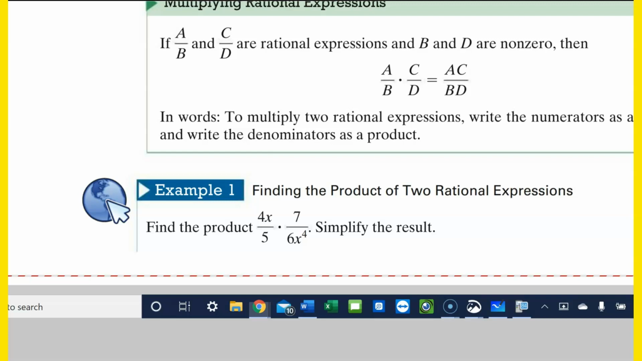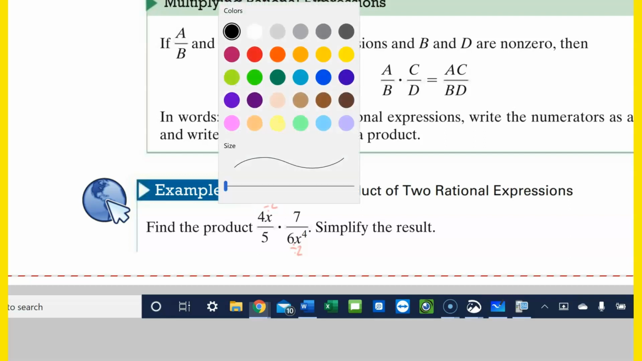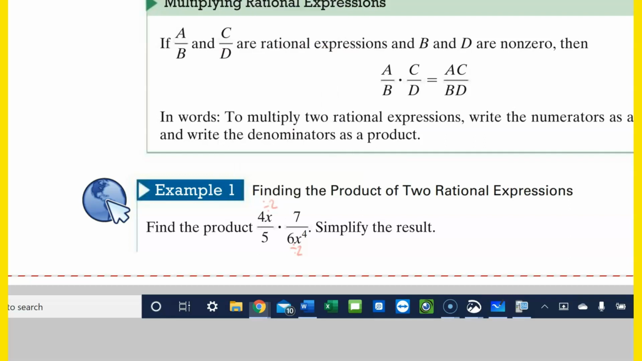But let me say this, you cannot reduce two things that are both on top or two things that are both on bottom. To reduce things, one of the things has to be on the top and one of the things has to be on the bottom. So what I would say that you should do is the 4 and the 6 can reduce each other. The 4 and the 6 can both divide by 2, right? And what do those two things become? Let me get me a different color here. That 4 divided by 2 becomes a 2. That 6 divided by 2 becomes a 3.